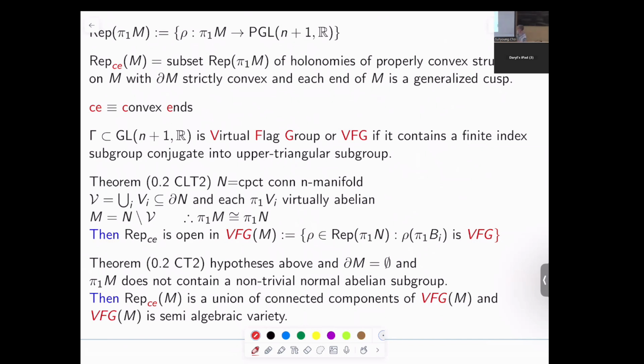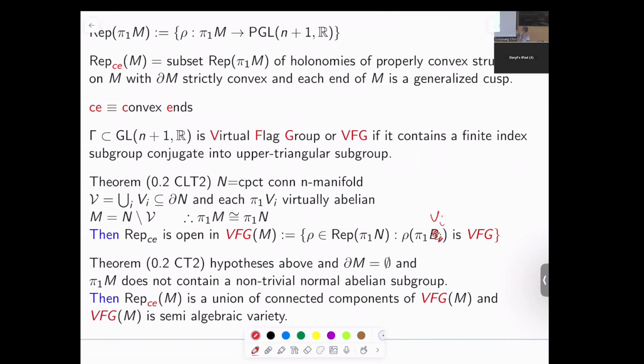So the theorem is that the representations we're interested in, so this is Rep_CE of M. We're thinking about properly convex structures on M where the ends are generalized cusps. This is an open subset of representations of the fundamental group of N. That's the same as the fundamental group of M. You think about representations with the property that the holonomy of the boundary components you deleted are virtual flag groups.